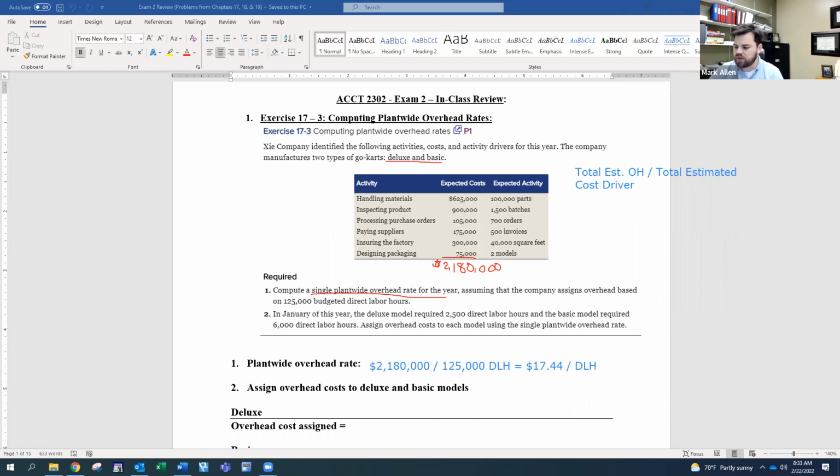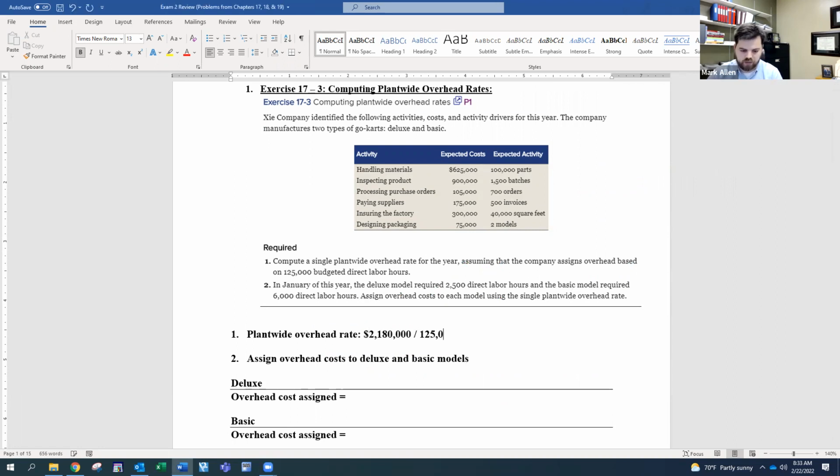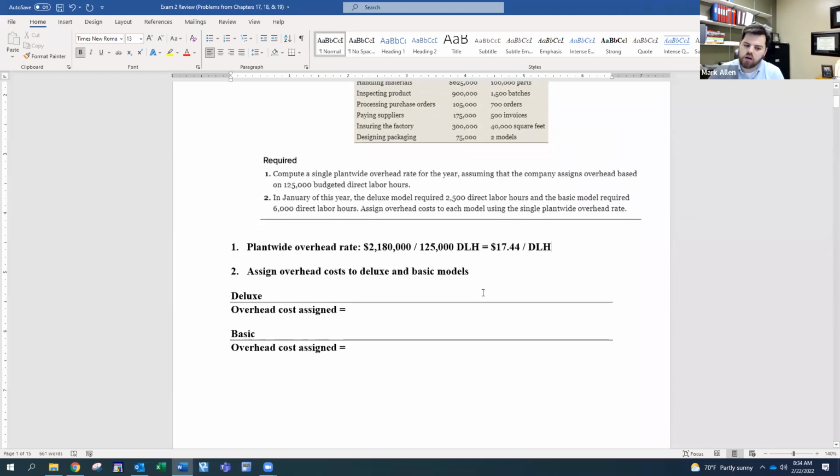Now, the next thing that we've got to do is actually assign the overhead. Let's go ahead and clear out some of our drawings just to clean this up a little bit, and then we'll deal with the other stuff. In this case, we'll just go ahead and type this in, the 2,180,000 divided by the 125,000 direct labor hours, just so it doesn't move around as we slide around on the screen. But there we have it. There's our plant-wide overhead rate using direct labor hours as our base.